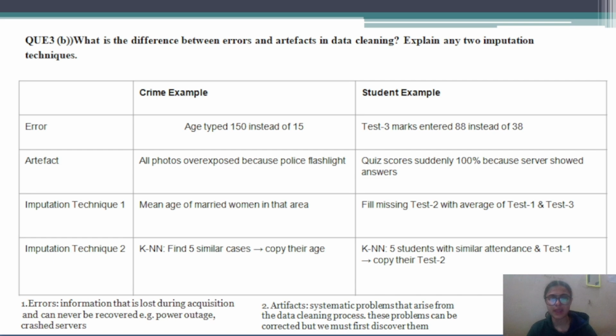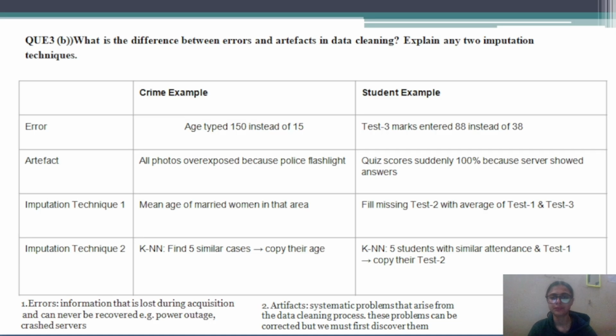Now, what is imputation? So, imputation means filling missing values or incorrect values using logical estimation techniques instead of deleting the data. So, imputation technique 1, that is mean imputation. A crime example: if a woman's age is missing in a crime record, we replace it with the mean age of the married women in that area. This is called mean imputation.